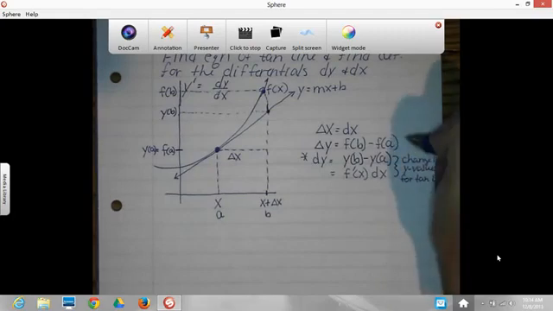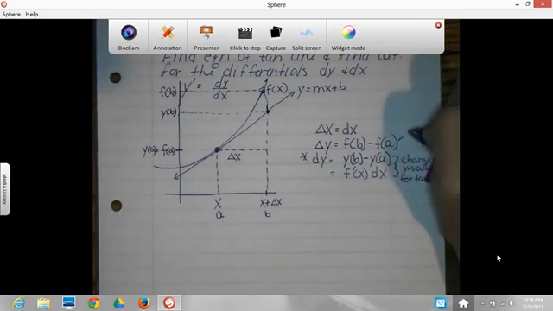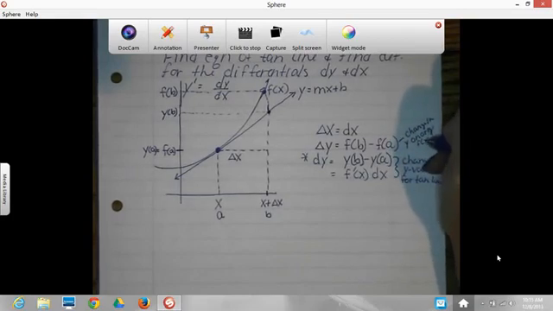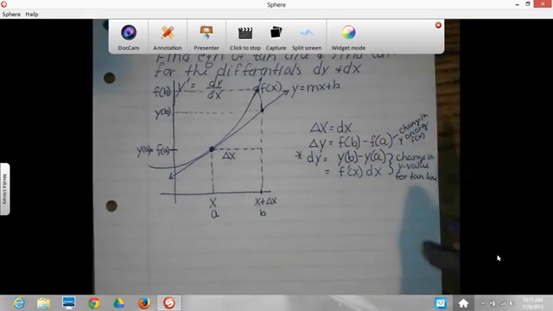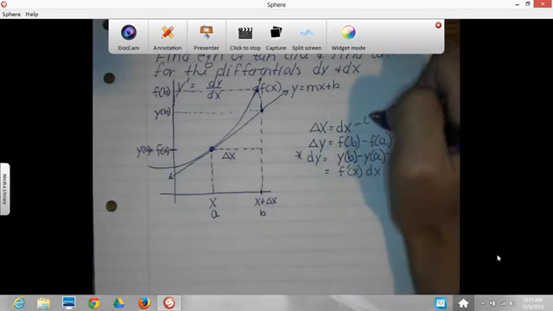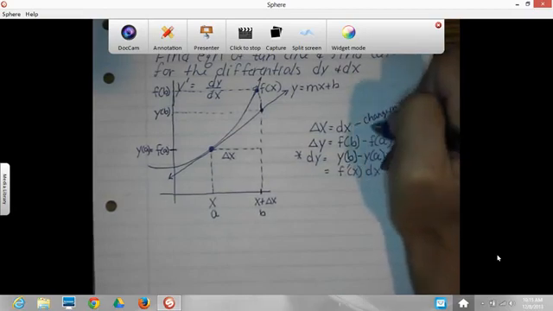I should have told you this one too. This one's the change in y value on the original function. So change in y on original function. Okay, if you can read that, change in y on the original function. Sorry about that. And this is just the change in x on both.